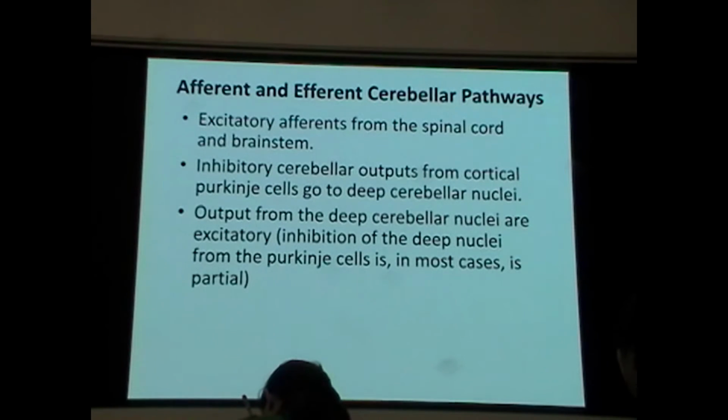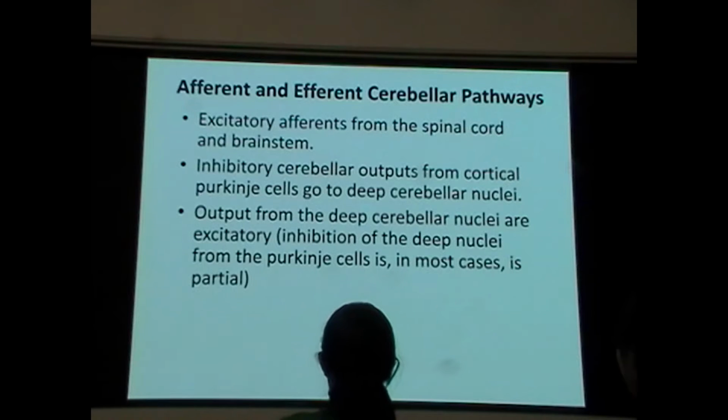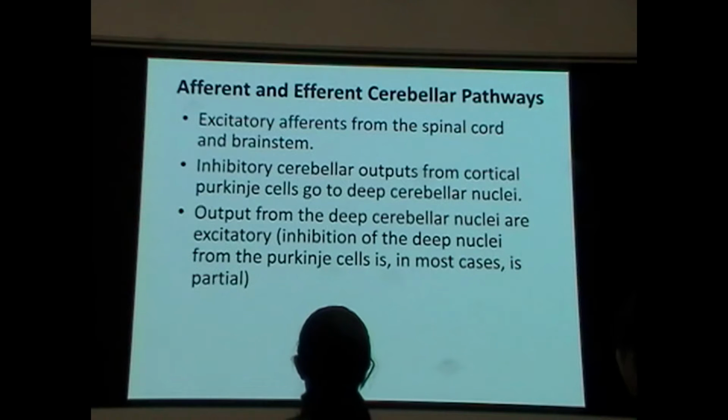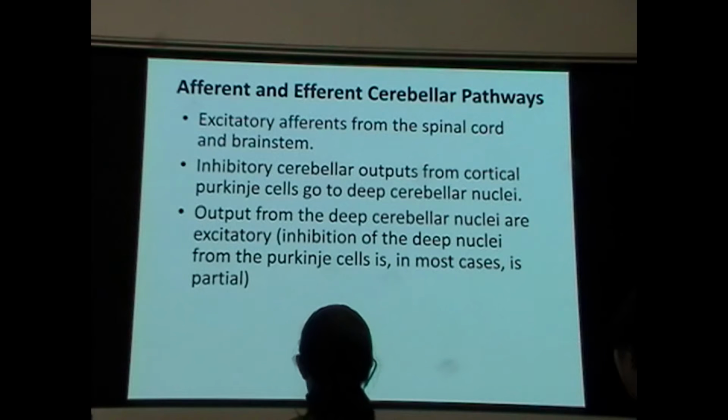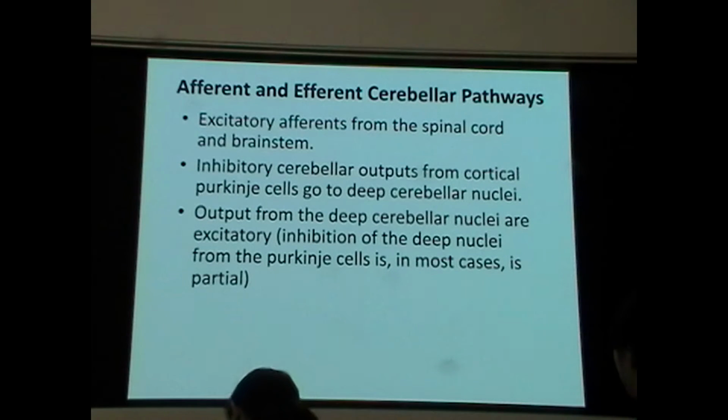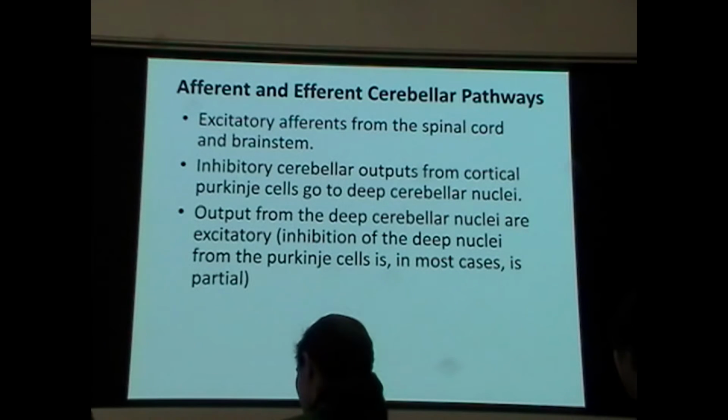Okay. So once again, excitatory afferents from the spinal cord and brainstem, inhibitory cerebellar outputs from cortical Purkinje cells to deep cerebellar nuclei. Outputs from deep cerebellar nuclei are excitatory, in relationship to which the inhibition of deep cerebellar nuclei is usually partial. Okay, it's not complete, but they typically have a way of taking the information that they're given and allowing the deep cerebellar nuclei to modify the output in relationship to what movement is going to be done.